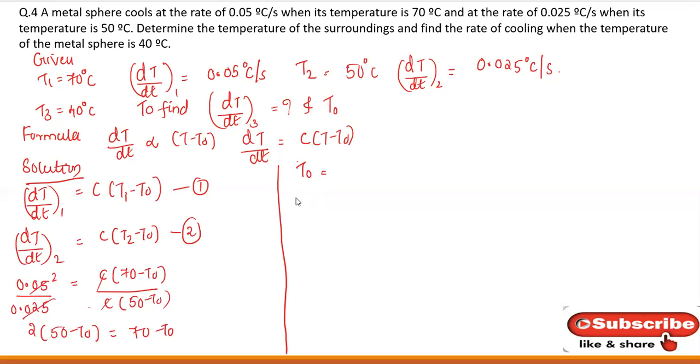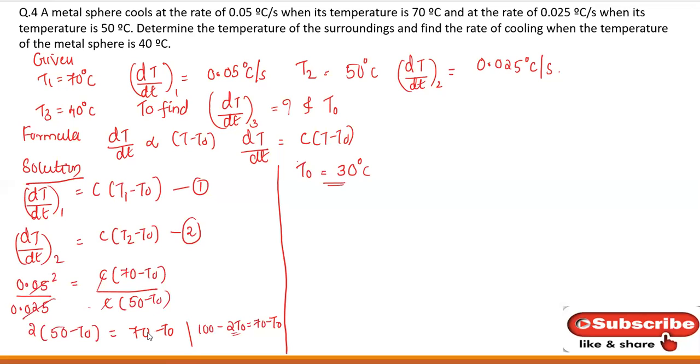Sorry, on opening the bracket, we will get 100 minus 2 T0 is equal to 70 minus T0. Taking 70 to the left side, 100 minus 70 is equal to 30. So we will get T0 is equal to 30 degrees Celsius. T0 we got. T0 is the surrounding temperature.